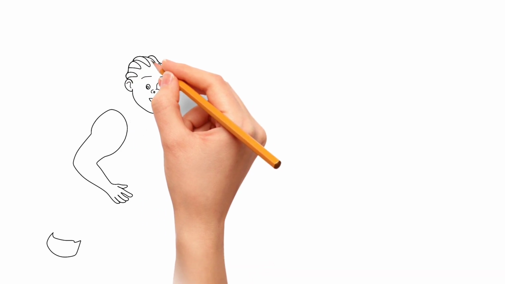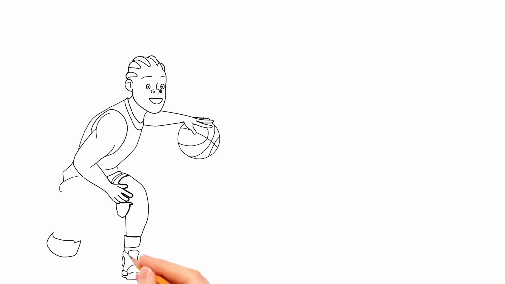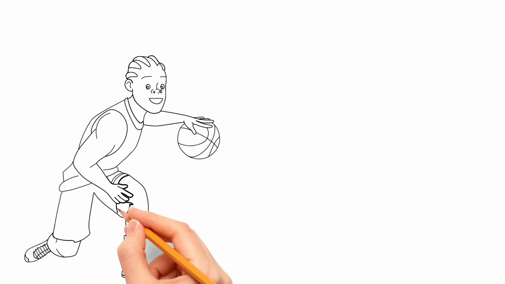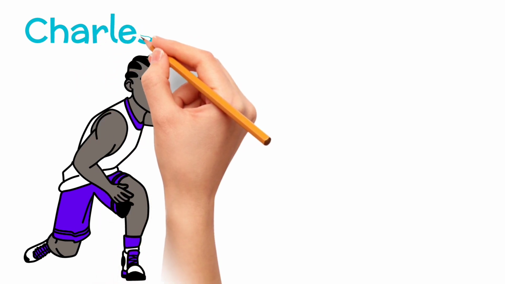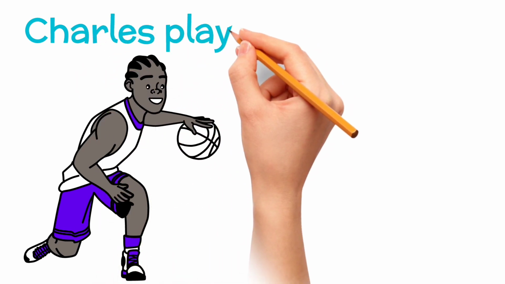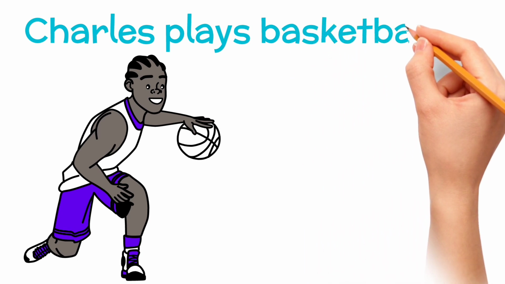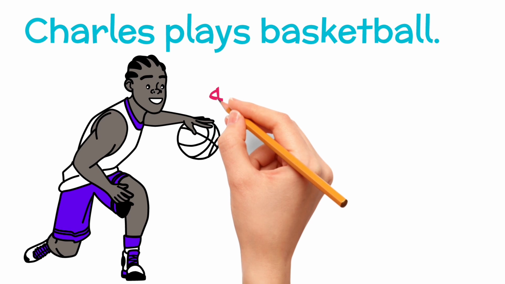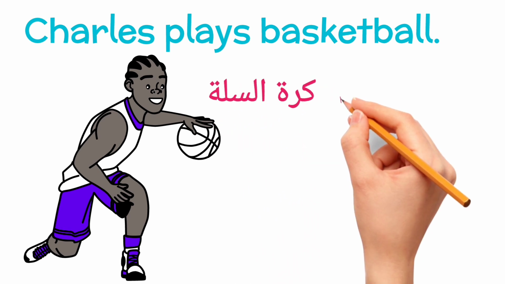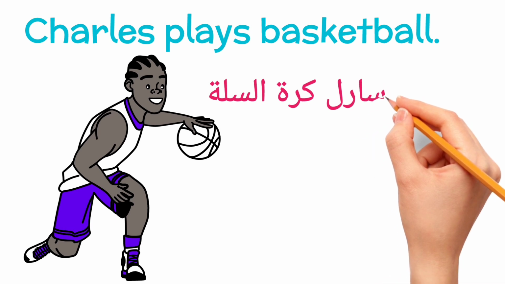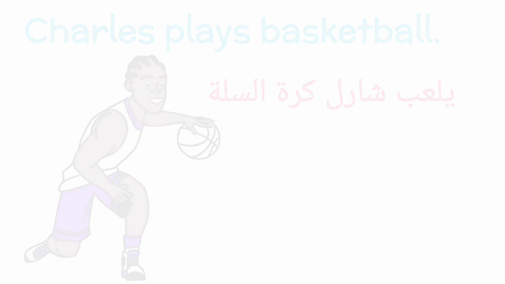Next use of the verb is, so the picture talks, and here we have Charles plays basketball. In Arabic يلعب تشارل كرة السلة.